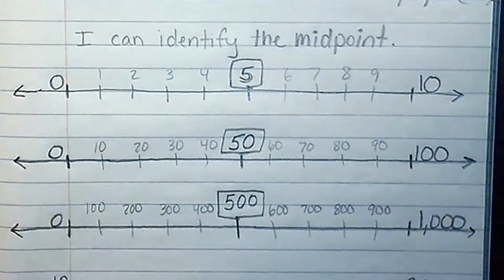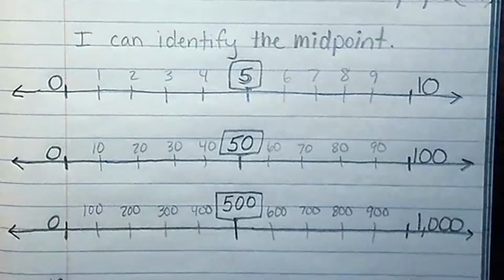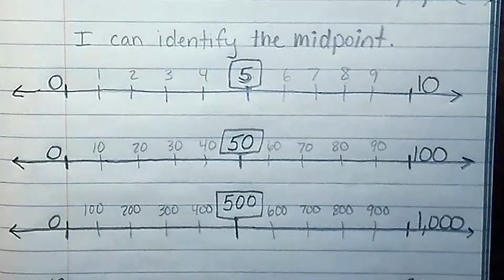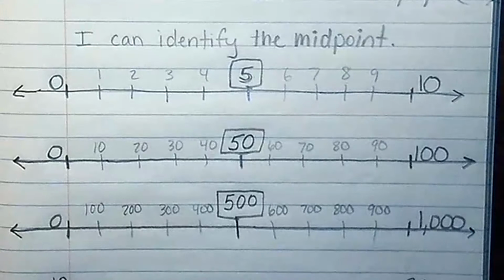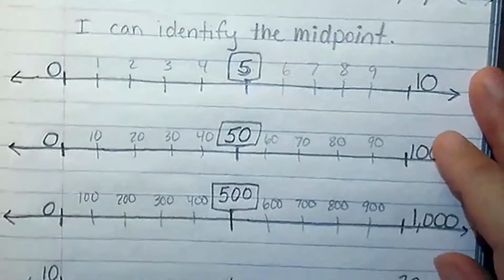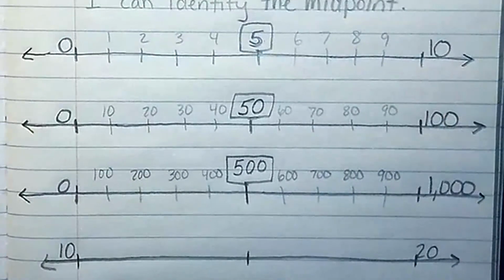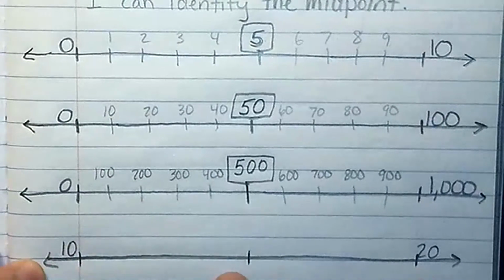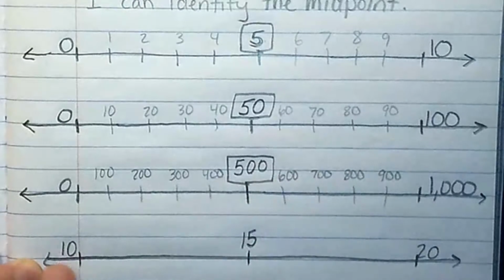Let's try between 10 and 20. I'm trying to figure out what number comes right in the middle of 10 and 20. Well, what number do you think I should count by? Should I count by hundreds? Probably not. That would be too big. 10 to 20. What number comes in the middle? 15. That's exactly right.